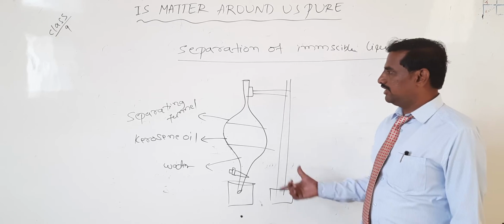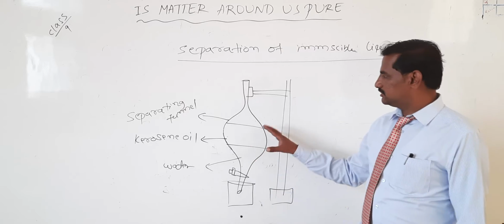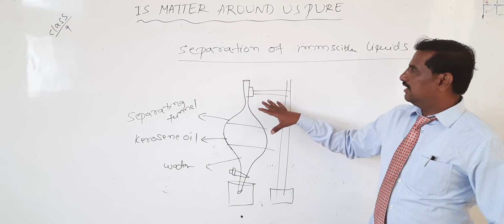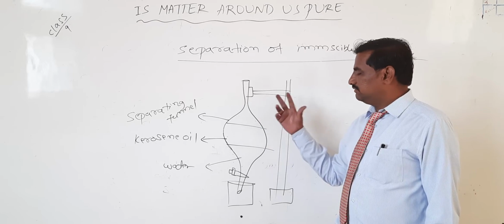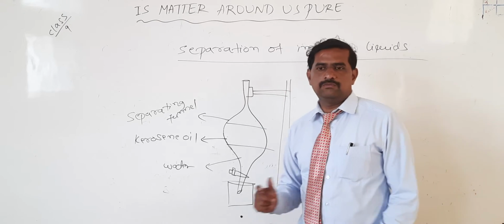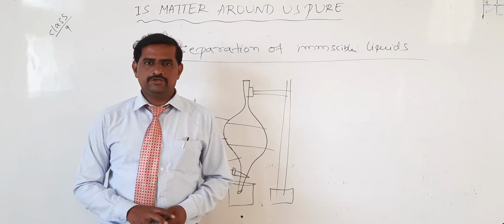So this method is called what? The separation of immiscible liquids, and the apparatus used in this method is called the separating funnel. With the help of the separating funnel, we can separate the two immiscible liquids.